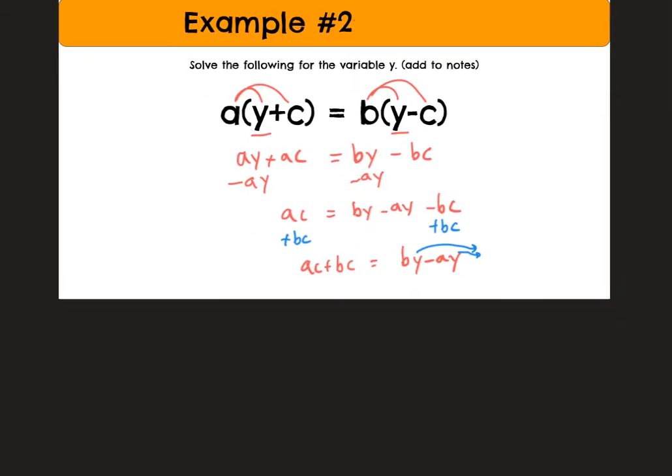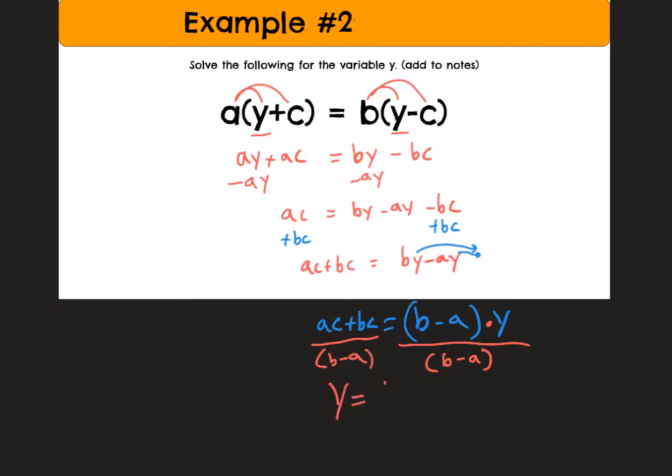Let's zoom out here just a little bit. So we factored out, we have B minus A, and y has been factored. And this is equal to AC plus BC. Now our last step, this is multiplication. So to undo that, we divide by everything we don't need on that side. So B minus A. Divide by B minus A. So our final answer is y equals AC plus BC all over B minus A. And that is your final answer.